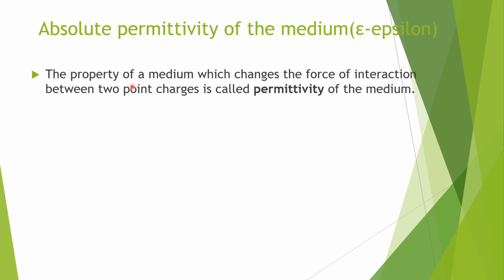So based on that, we define a constant term called permittivity. Permittivity is how much electric field, how much electric force, is permitted in the particular medium. So the property of the medium which changes the force of interaction between 2 point charges is called the permittivity of the medium.